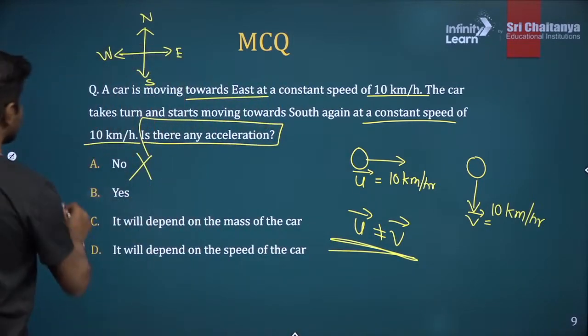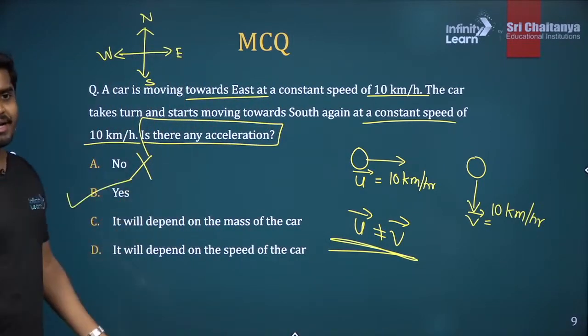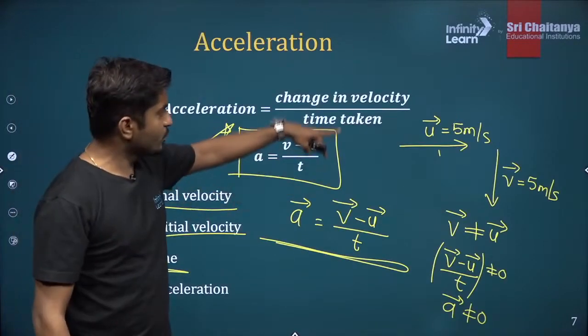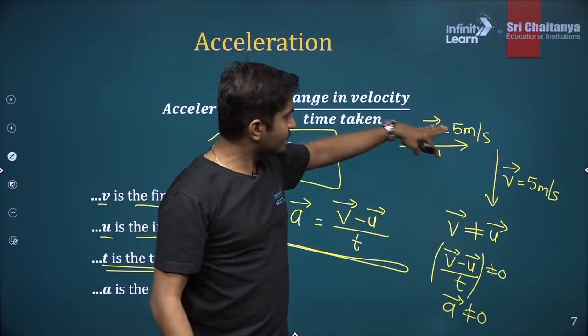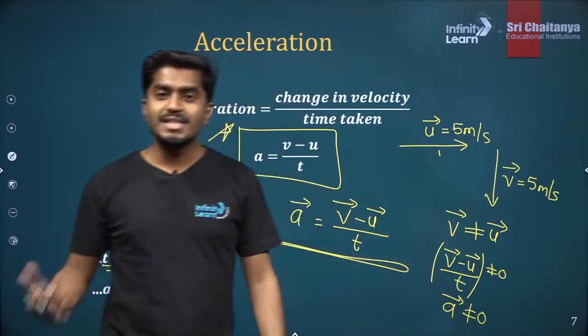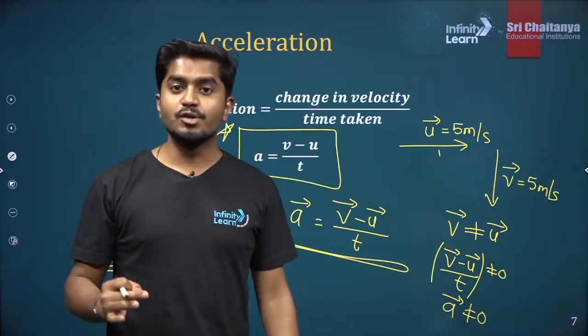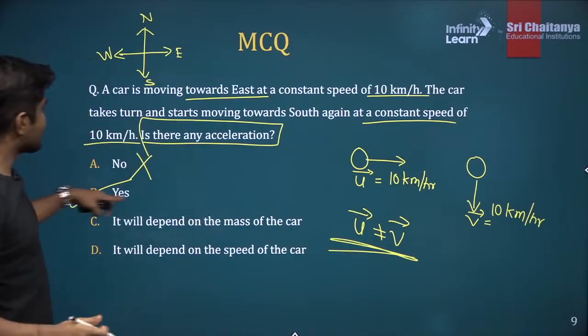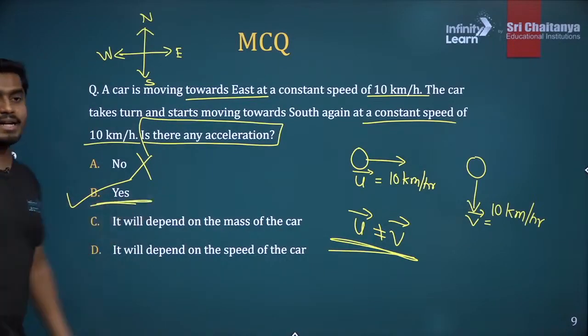So the answer is yes. Just now I told you, right? You guys forgot? Here, see, I told you a similar question. It was 5 meters per second. I proved that acceleration is not 0. Acceleration not equal to 0. That means there is an acceleration. So option number B is the correct option.